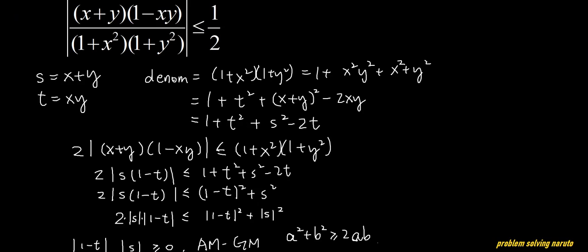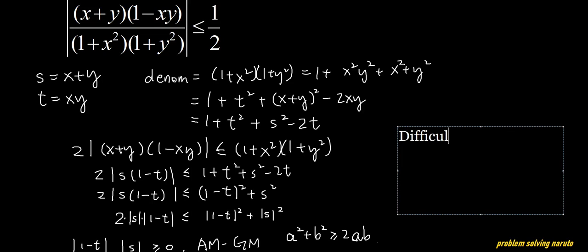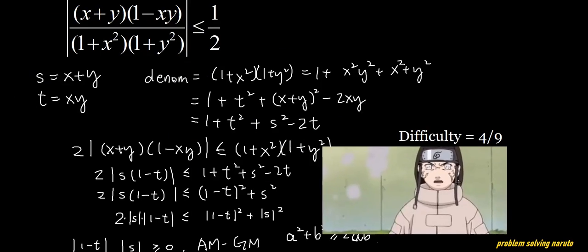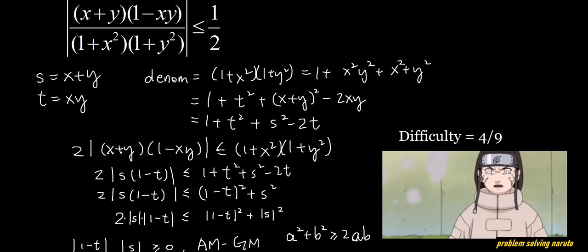And finally, let me give this a difficulty rating. I would say this is an easy National Mathematical Olympiad problem. So I would give it a 4 out of 9. And the character for this level would be Neji.